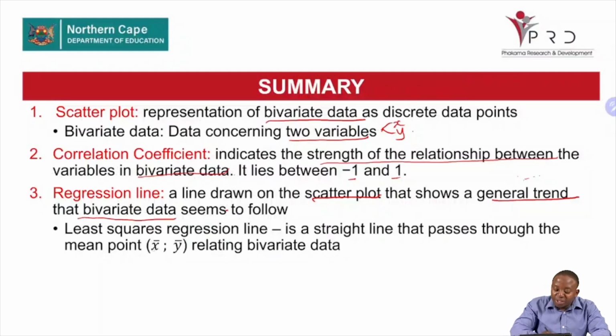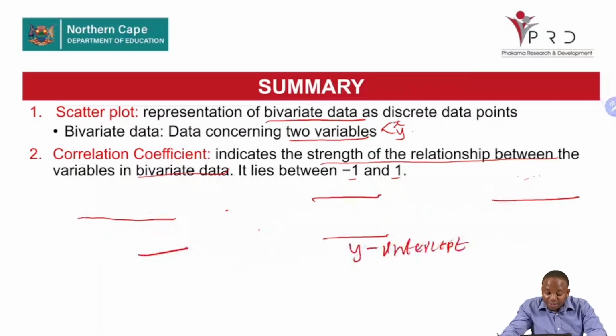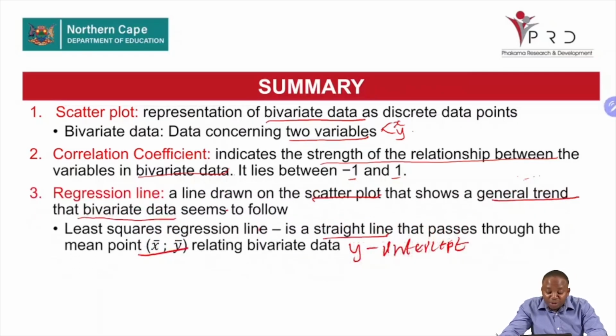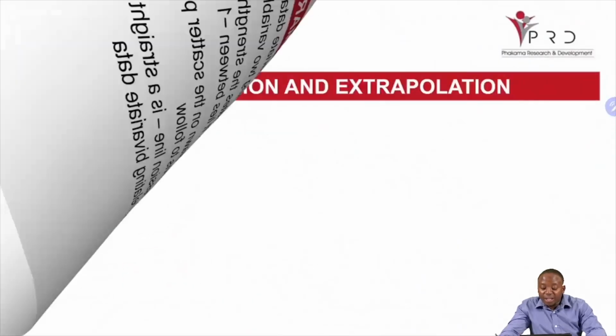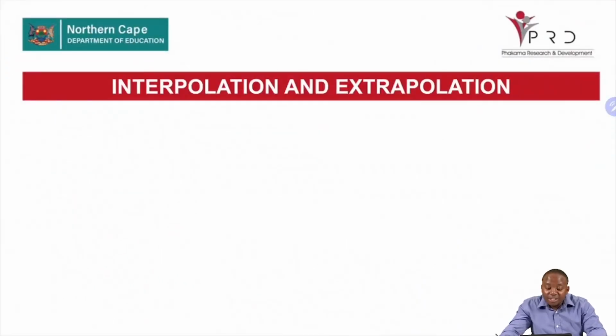The least squares regression line is a straight line. In grade 12, we are dealing with a straight line that passes through the mean point of the bivariate data and the y-intercept. So that is where the line passes. Right. So that is what we've dealt with in this lesson.